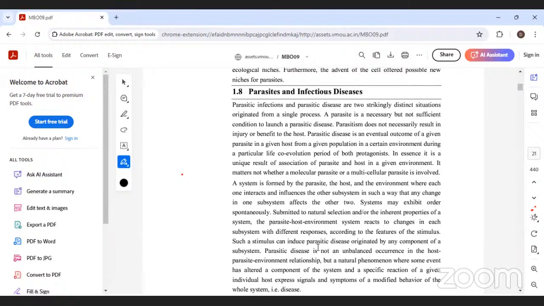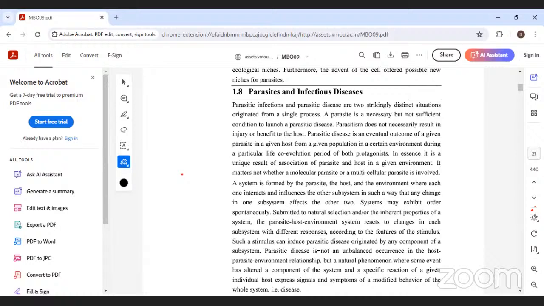Pathogenesis is essentially the unique result of the association when a unicellular or multicellular parasite is involved. A system is formed by the parasite, the host, and the environment, each one interacting, in such a way that any change in one component affects the other two.